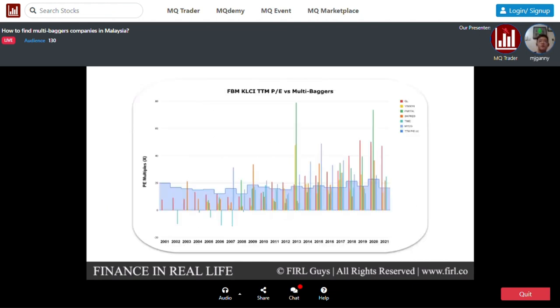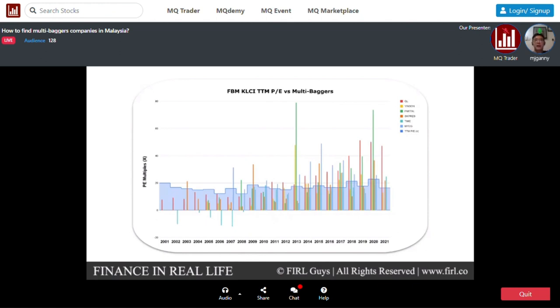And why this is powerful is because if you look at the blue line, the blue line is really the average PE of the KLCI over the years. If you draw a line at, let's say, 2010, you can see a lot of companies were actually trading below the PE ratio of the KLCI. The PEs were less than 16, less than 17, 18, roughly there. And if you bought these companies then at these lower valuations, especially compared to KLCI, what you would expect to see is a lot of growth once all the other criteria have been identified.